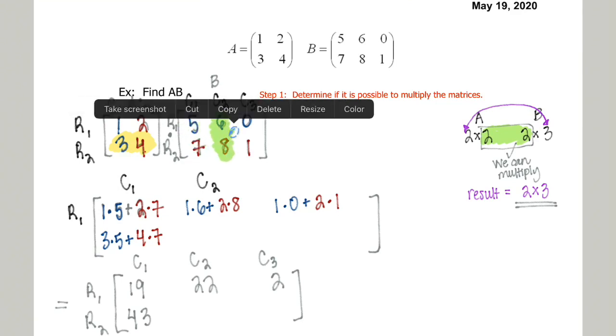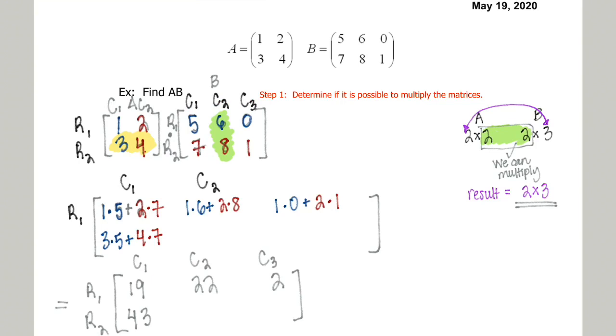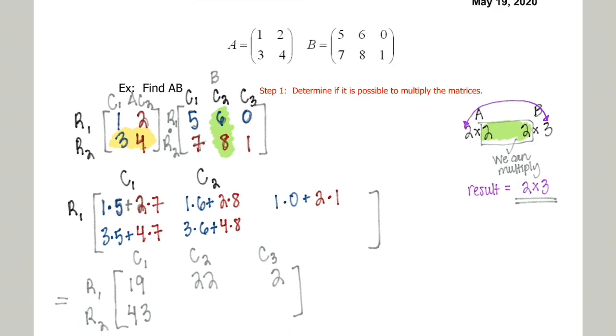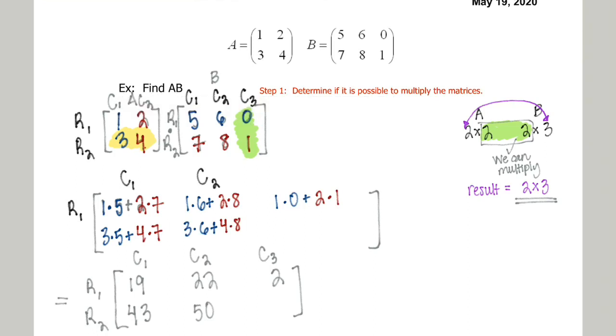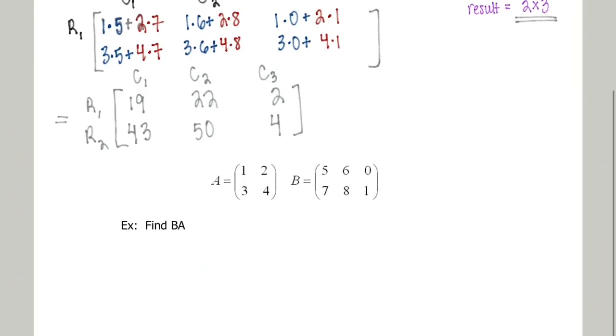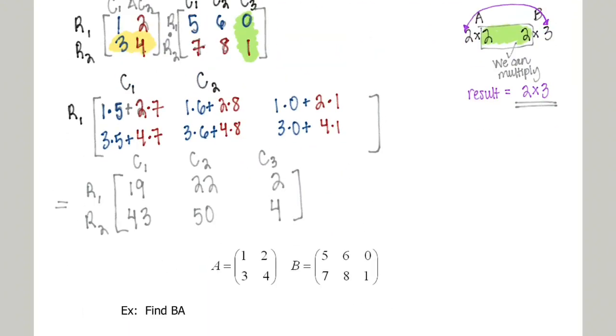Move over to column 2. 3 times 6 plus 4 times 8 is 18 plus 32, and 18 plus 32 is 50. We're going to move this highlighter over. We're going to have 3 times 0 plus 4 times 1. That's going to give us a 4. And that is our final answer right here.